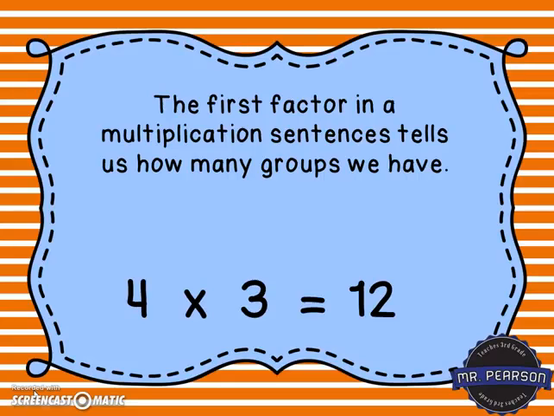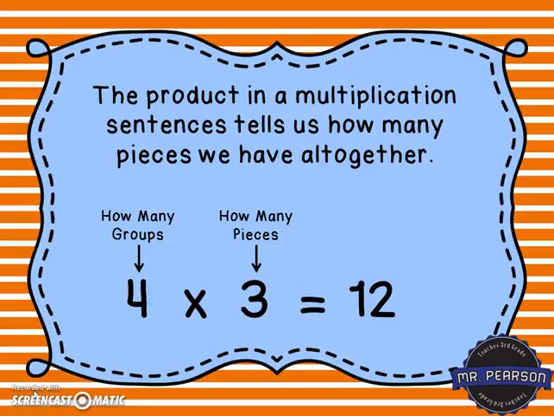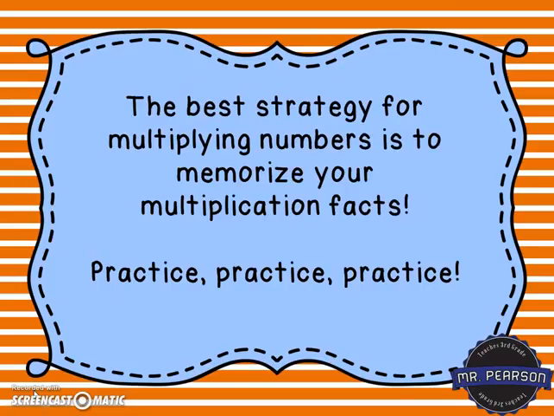The first factor in a multiplication sentence tells us how many groups we have. Here we have 4 groups. The second factor in a multiplication sentence tells us how many pieces are in each group. So here we have 3 pieces in each of those groups. And the product in a multiplication sentence tells us how many pieces we have all together. We have 12 pieces all together.